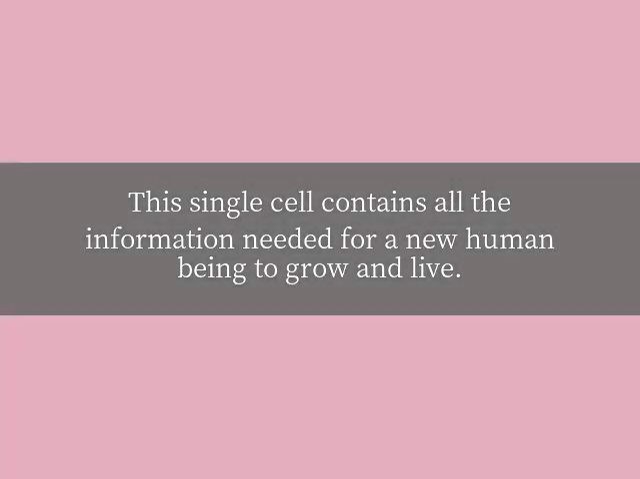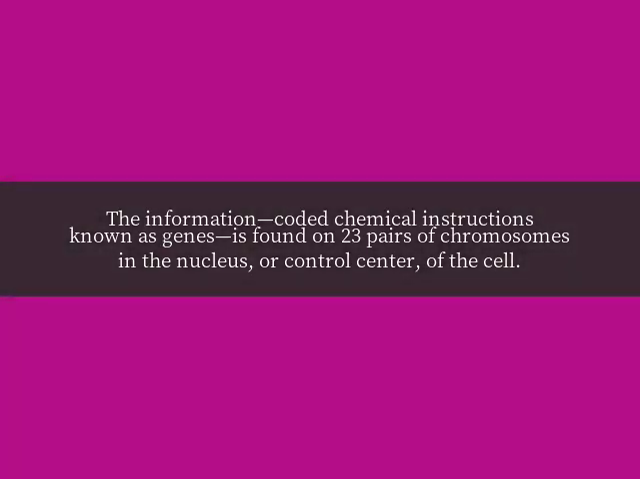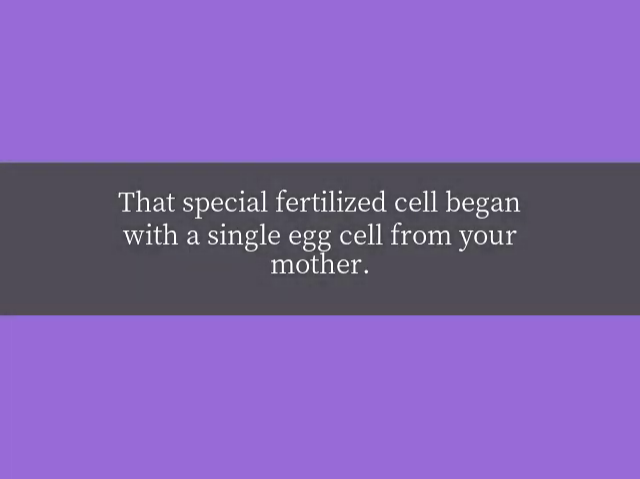This single cell contains all the information needed for a new human being to grow and live. The information, coded chemical instructions known as genes, is found on 23 pairs of chromosomes in the nucleus, or control center, of the cell. That special fertilized cell began with a single egg cell from your mother.